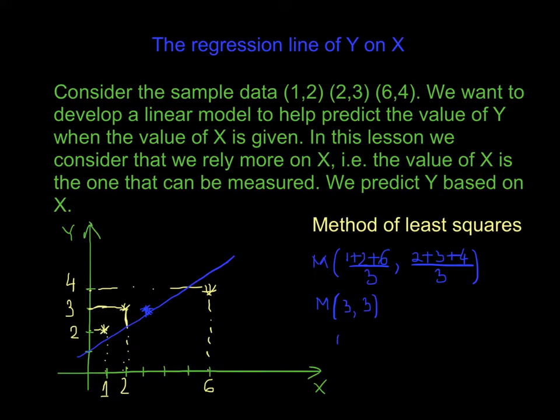So I'm looking for the equation of a line y equals mx plus c. I know that the point M is on this line, therefore 3 equals 3m plus c. So my equation is in the form y equals mx plus 3 minus 3m. I need to find the gradient of this line, which will make these 3 points the closest to the line.